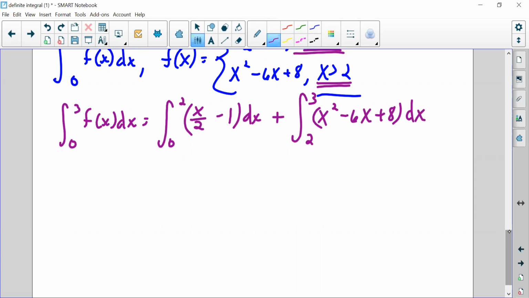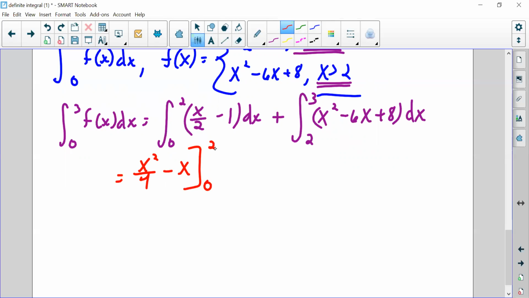And so now I have to do two antiderivatives. I have to find the antiderivative of this first equation. So what's the antiderivative of x over 2 minus 1? Work it down. x squared over 4, x squared over 4 minus x, and I'm evaluating that side from 0 to 2.